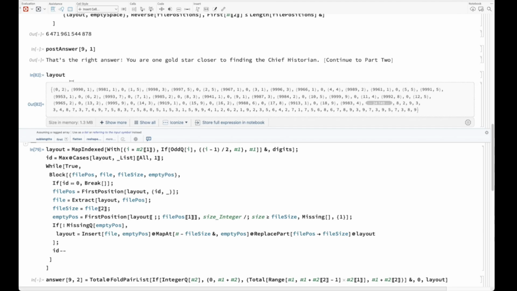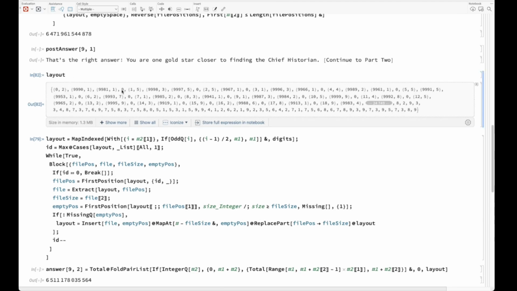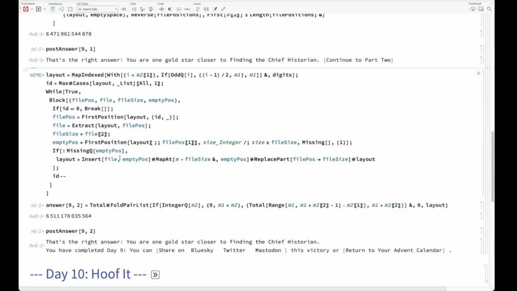So the layout was, oh, it was kind of still terrible. I was just recording the ID and how many blocks there are. ID, empty space. Empty space is just how many of those there are. So if it's a list, then it's the ID of the file and the size of the file. If it's just an integer, then it's just how many empty blocks there are. And I just modify this directly by using inserts.